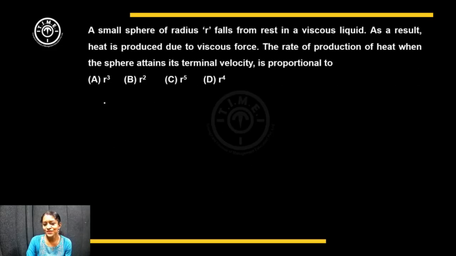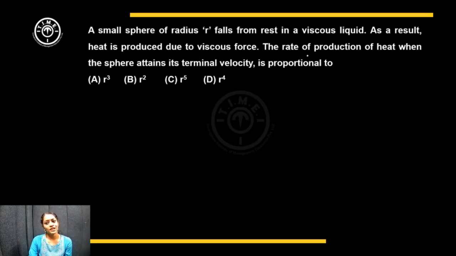Now let's discuss one more question, which is a previous year NEET question. Okay, read the question. A small sphere of radius r falls from rest in a viscous liquid. As a result, heat is produced due to viscous force. The rate of production of heat when the sphere attains its terminal velocity is proportional to dash. So here we need to obtain the relation between rate of production of heat and radius of the sphere.